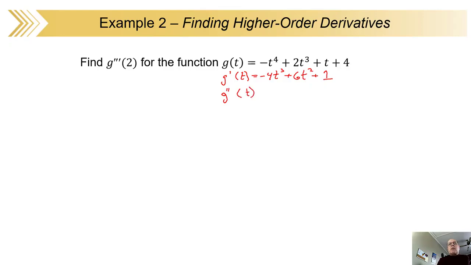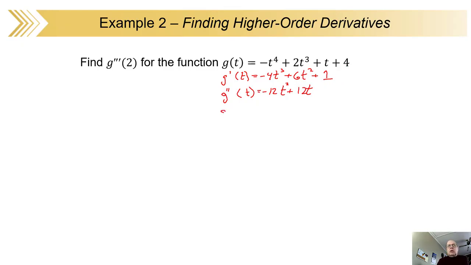We've already got g prime of t. All we have to do is take what we've got here and take the derivative of that. Bring the 3 out front, negative 12t, you're down to a square. Bring the 2 out front, 12t to the first, we'll leave out the 1, and 0 at the end. Notice that as we're going, we're losing one term. We're dropping 1 each time.